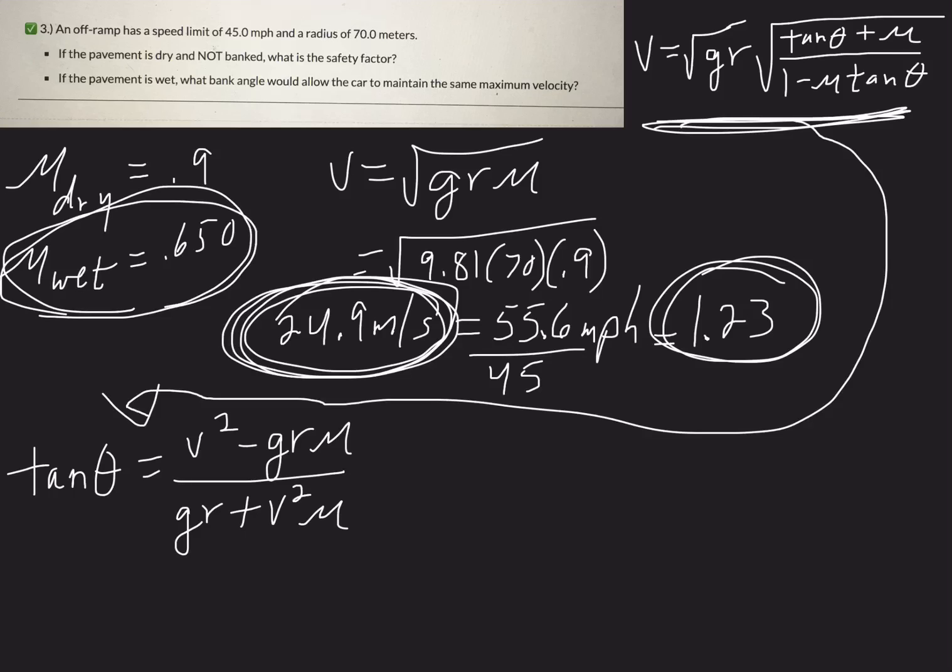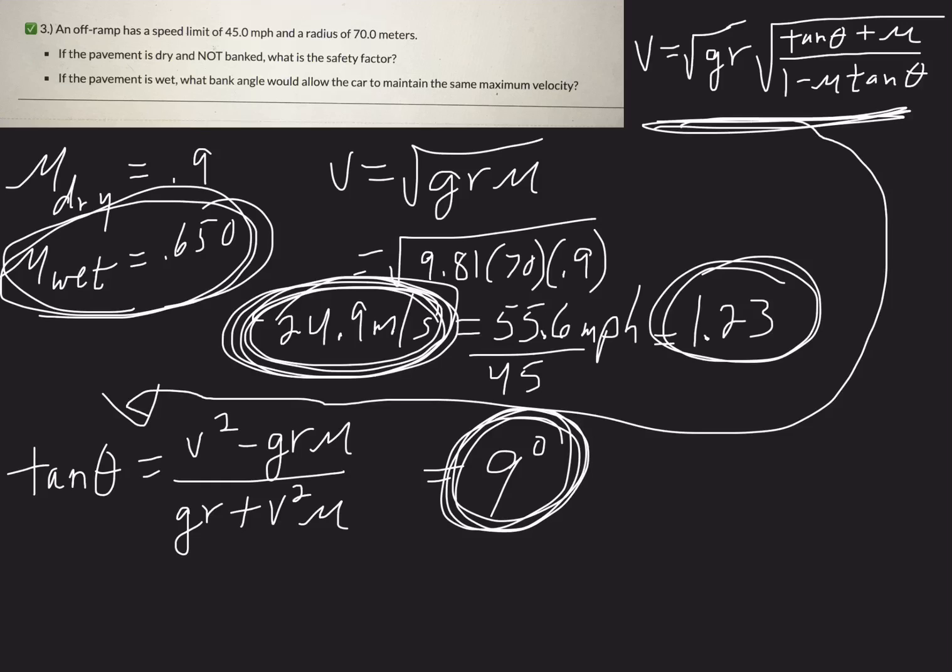So if we put everything into this equation, for mu we're going to put 0.650. For the velocity, we're going to put 24.9. The radius is still 70 meters, and gravity is 9.81. You put everything in there, and you have to do inverse tangent to get the angle. So you should put all that in and try to get it. The answer ends up being like 9 degrees. We should bank the angle at like 9 degrees to be able to get the same maximum velocity with wet pavement.